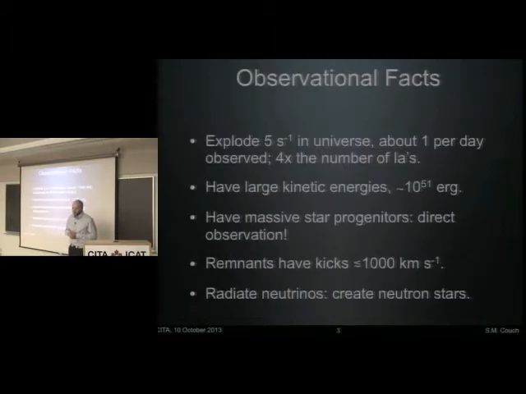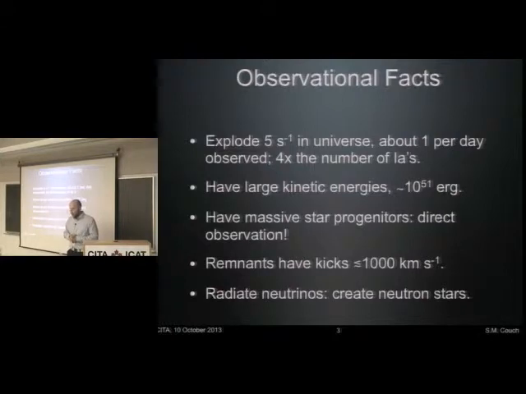We know a few things about them. They explode about 5 per second everywhere in the universe, integrated over the entire universe. We observe about 1 per day. And there's 4 times as many quark collapse supernovae as type 1a. They have large kinetic energies, typically 10 to the 51 ergs, sometimes called a bethe, in honor of Hans Bethe, or a foe for 10^51 ergs. We know they have massive star progenitors because we've directly observed massive stars disappear after a supernova. So we know they have massive star progenitors.